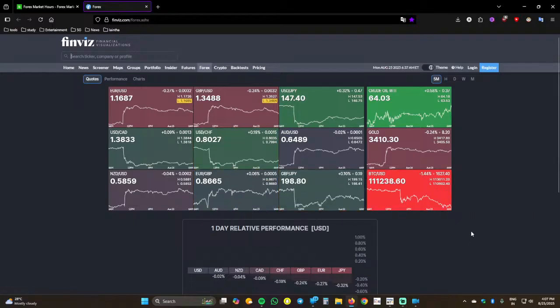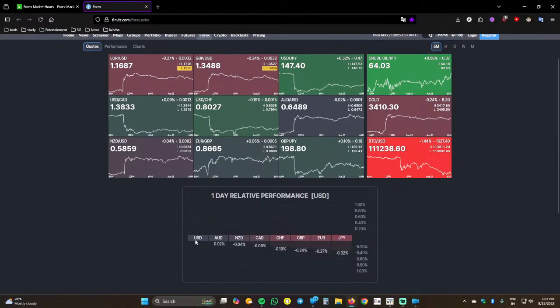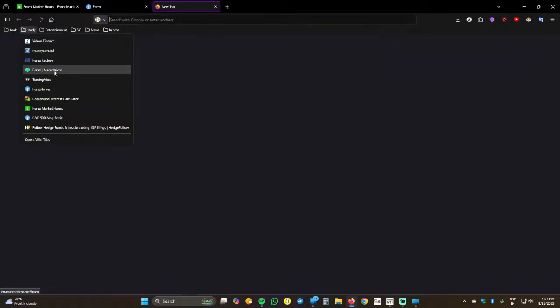Coming to the market strength, we can see the USD is currently the strongest and the Japanese yen is the weakest, followed by Euro, then the pound, Swiss, Canadian, and so on. USD is the stronger, so we'll have to be looking at that. After that, we'll go and check for macros and news.